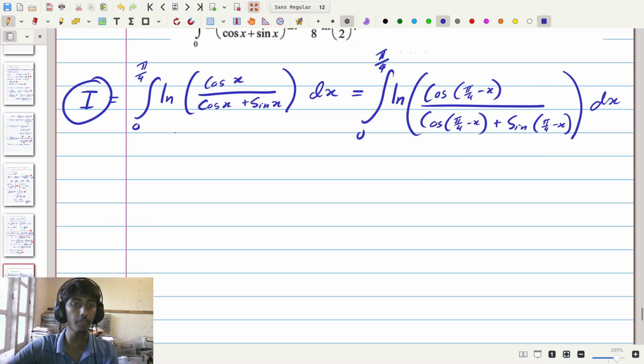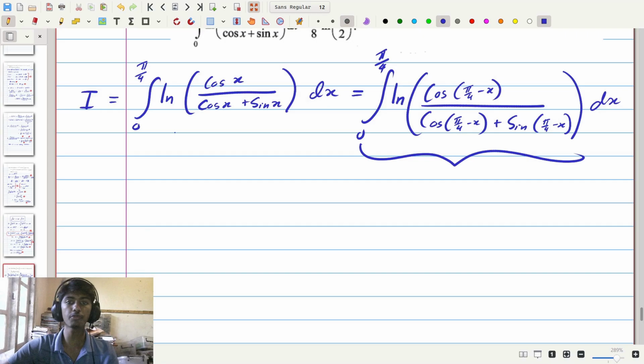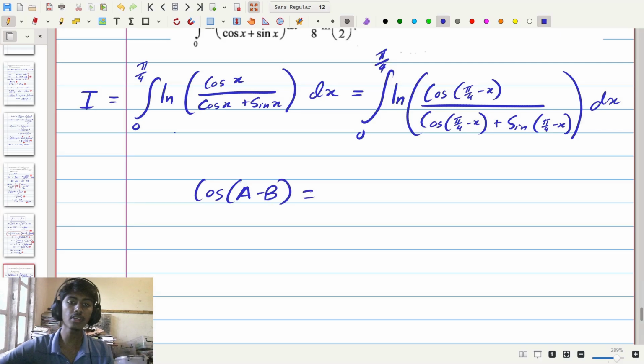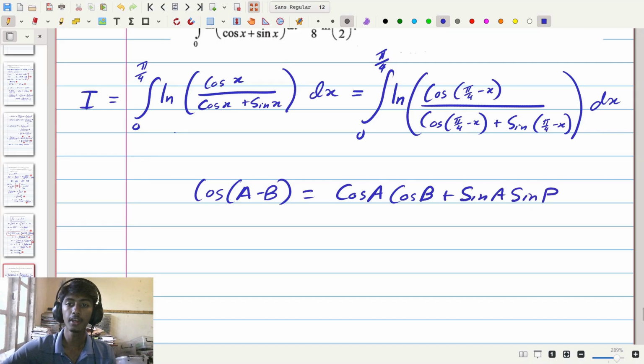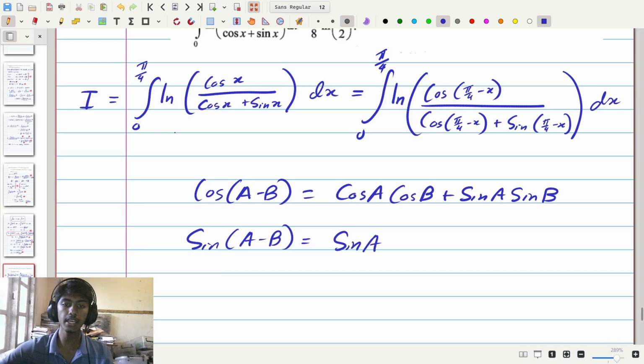which will then allow us to easily find the value of I. So considering the second integral that we found here, we can see we have cosine of pi by 4 minus x and sine of pi by 4 minus x, which we could simplify. As we know, the cosine of a minus b is equal to cosine of a cosine of b plus sine of a times sine of b. And similarly, we also know the sine of a minus b is equal to sine a cos b minus cos a sine b.